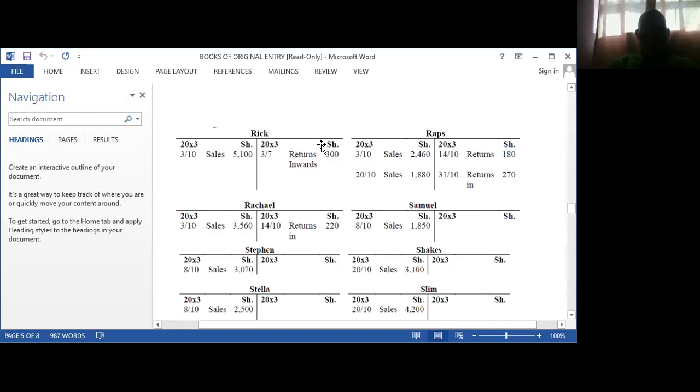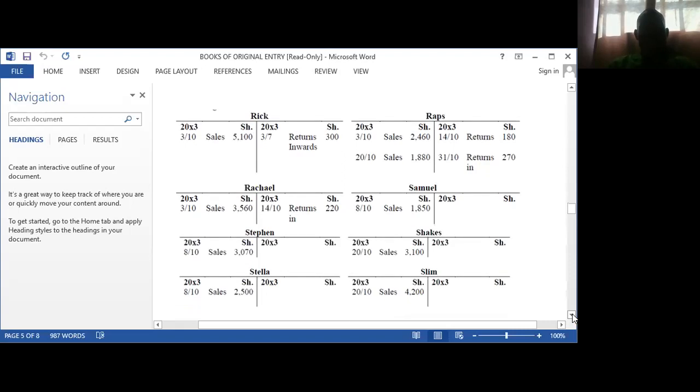And we are subtracting this amount from here because these goods have been returned. So we cannot expect Rick to pay for this, yet he returned those goods to us. That's why we are subtracting, so that we can get the balance. It is actually as simple as that.